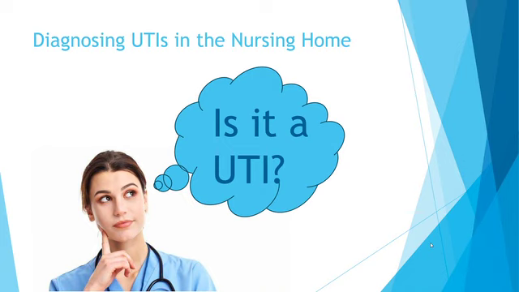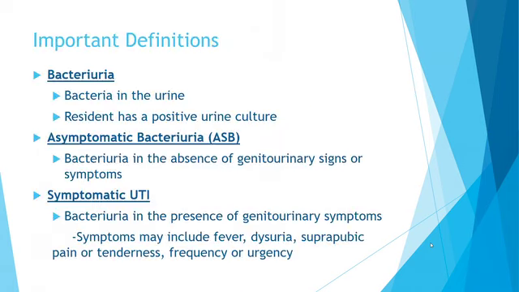So, diagnosing UTIs in the nursing home. This is where we need to figure out if this is correct criteria to get a UA for a UTI or if it's not. Some important definitions that I'm going to be talking about here: bacteriuria, and that is bacteria in the urine, and a resident can have a positive urine culture from that.